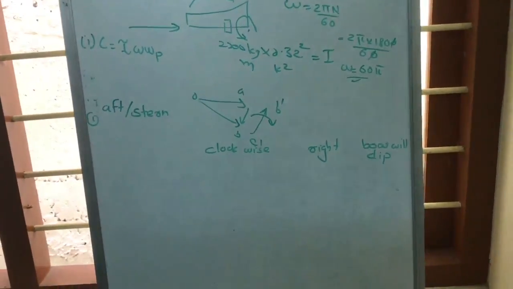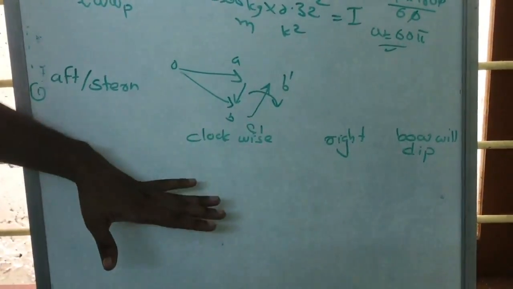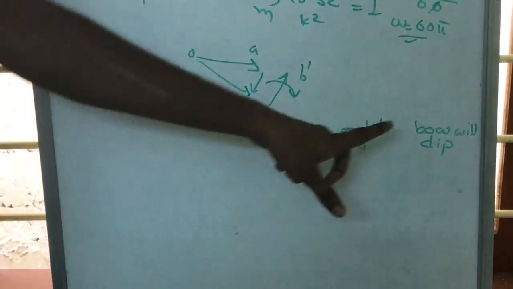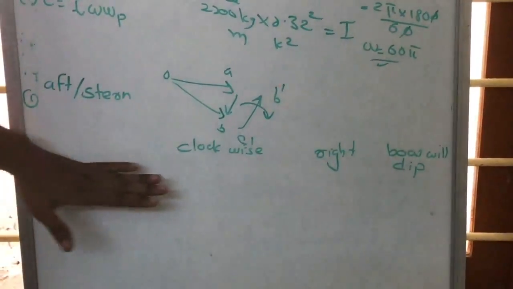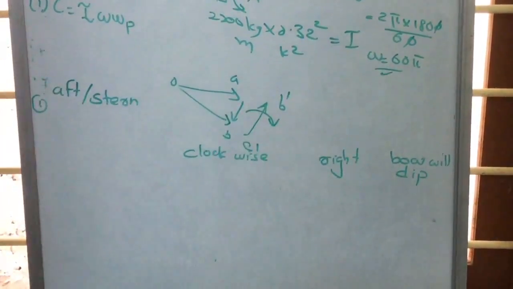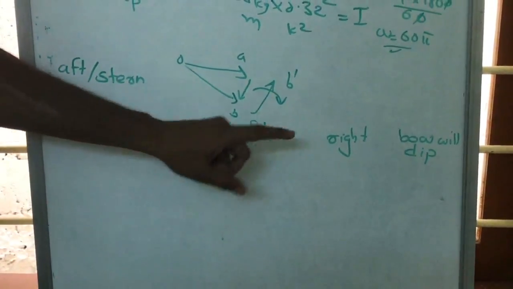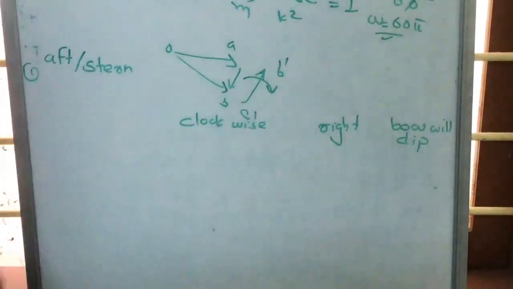Now suppose we are looking from the aft end, and the propeller is rotating in the clockwise direction, and the ship is turning left, then exactly the opposite will happen, the bow will rise. So by using this table, we are able to get all the effects. If any one of these columns changes, then exactly the opposite will happen.